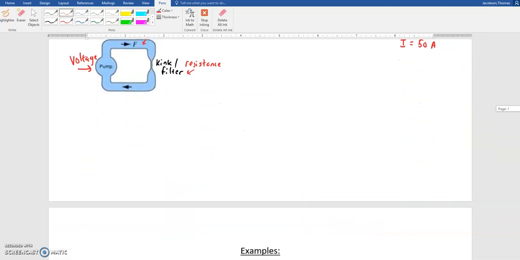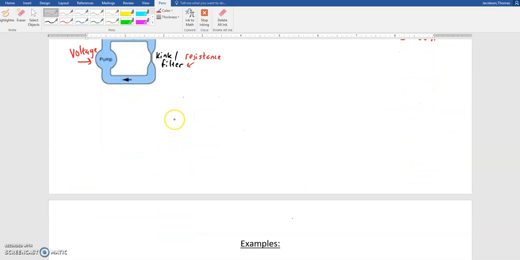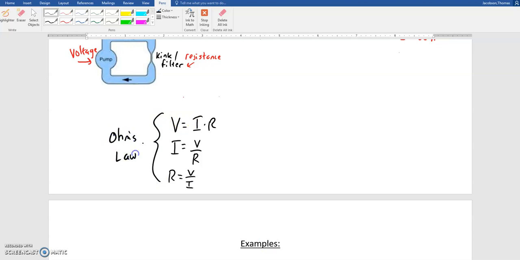Moving on, the formula is very easy. The formula is just V equals I times R, which obviously mathematically means that I is equal to V over R, and R is equal to V divided by I. And that is basically right there. That is Ohm's law.